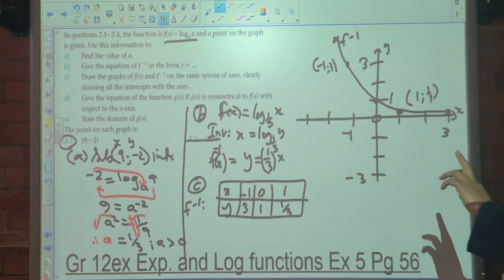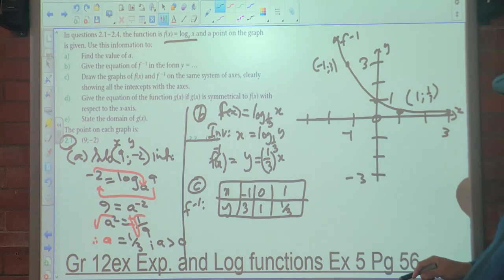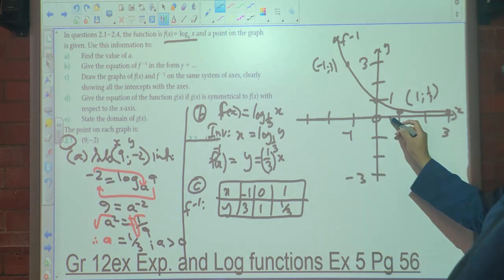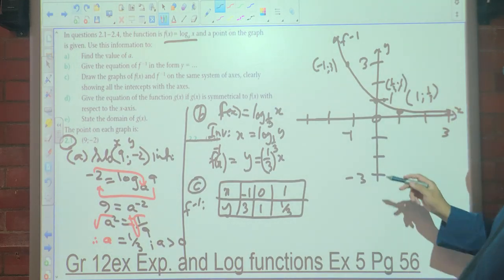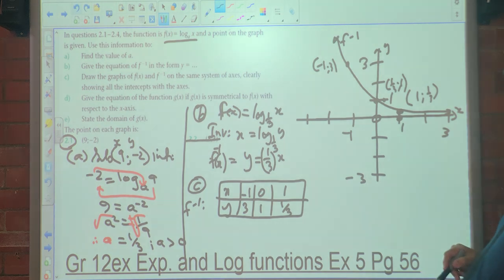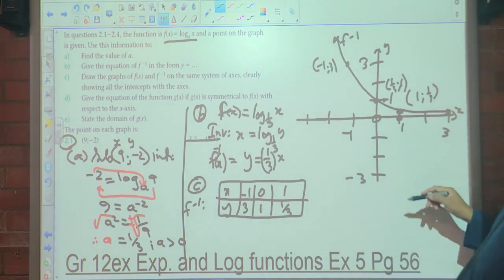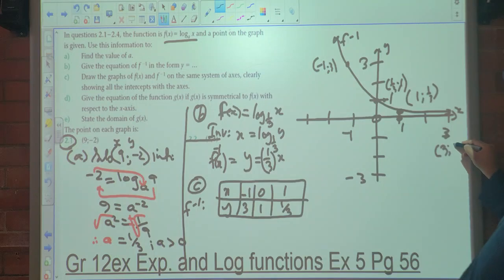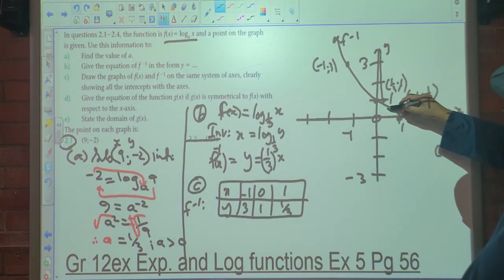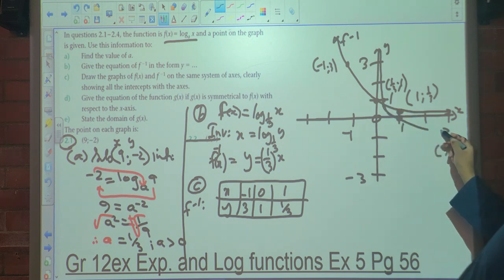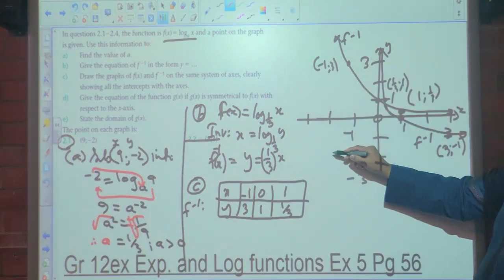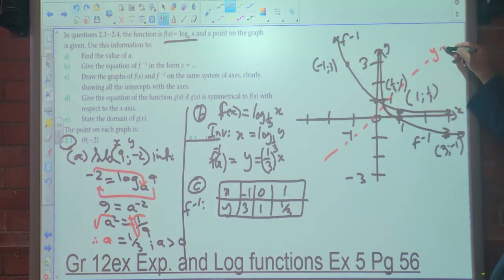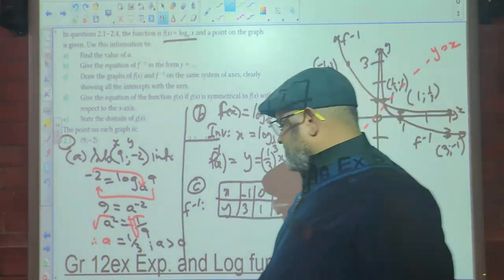So what do we do for the function? We interchange x and y. So 1 and a third becomes a third and 1. 0 and 1 becomes 1 and 0, and then negative 1 and 3 becomes 3 and negative 1. So again, a decreasing log function, and that is for the function. Okay, and this is always reflected in the line y is equal to x.